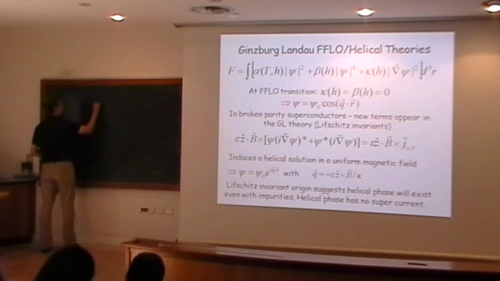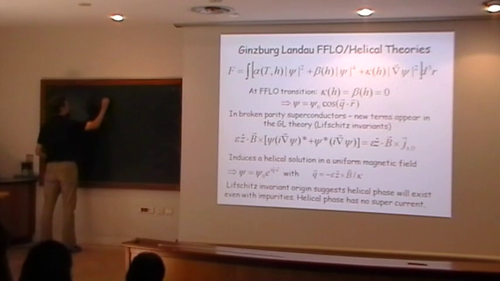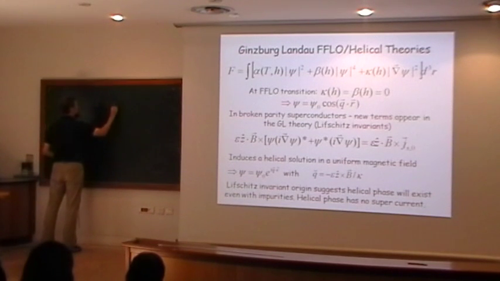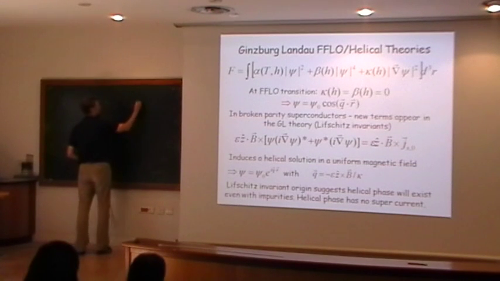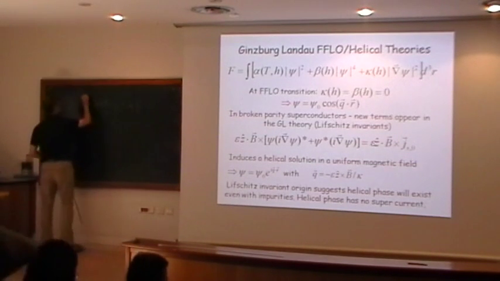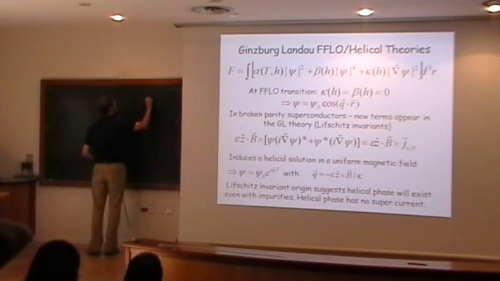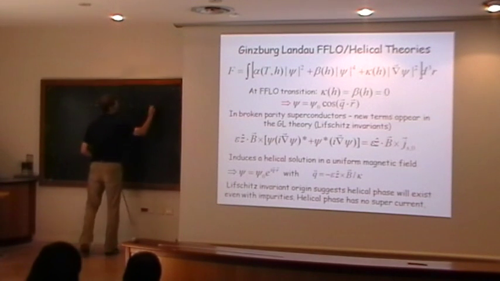2 epsilon z hat dot B cross Q. And then I also get plus kappa Q squared. And this whole thing will be multiplied by psi 0 squared. All right?